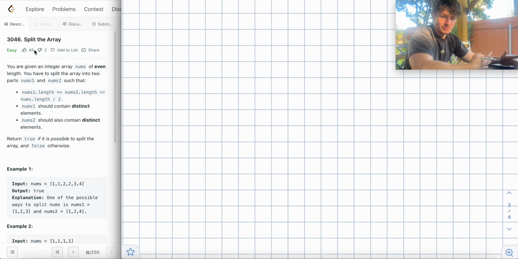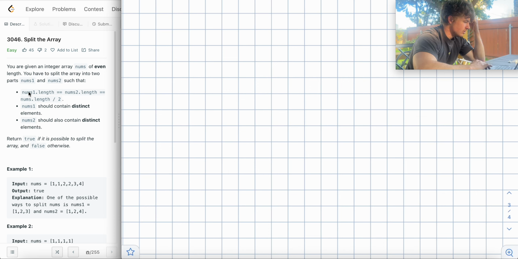Sometimes titles reveal something about the problem. I know about array splits, so split the array, is that what that means? I have no idea. Okay, you are given an integer array nums of even length. All right, it's even length. That's interesting. You have to split the array into two parts, nums1 and nums2, such that nums1's length equals nums2's length equals nums's length divided by 2.